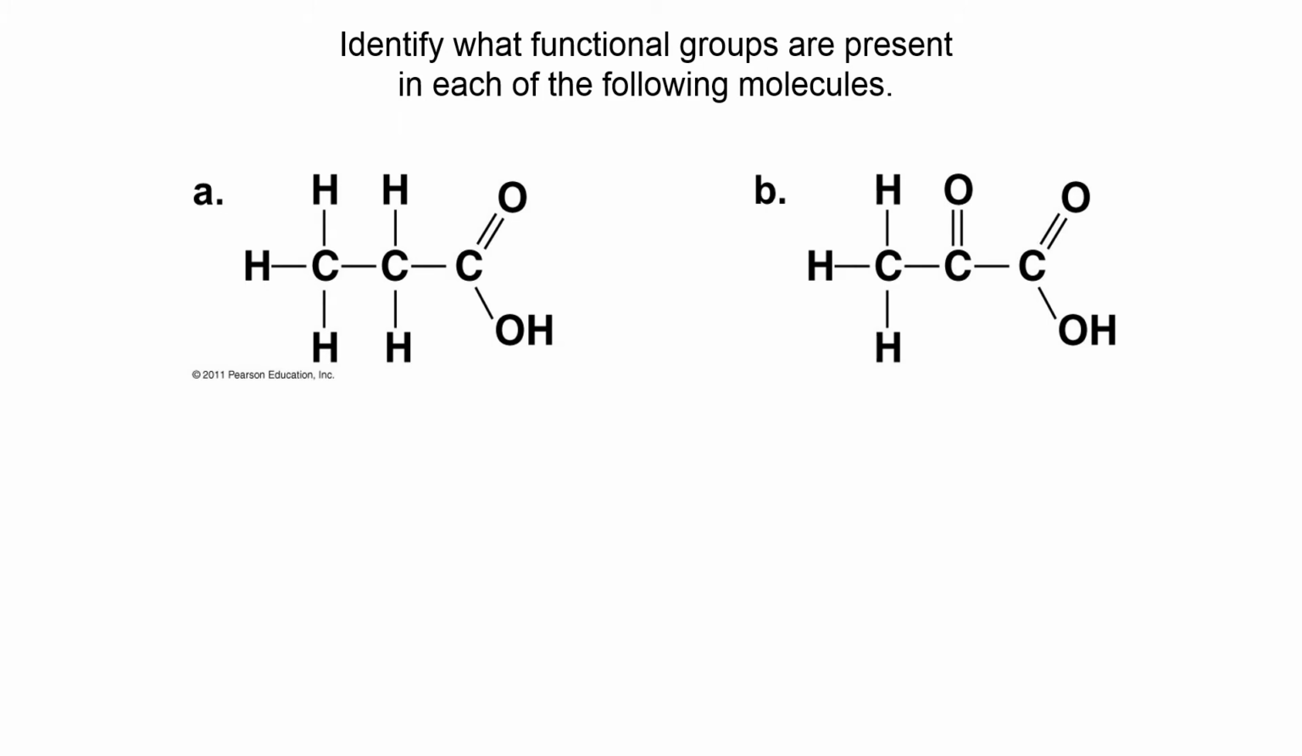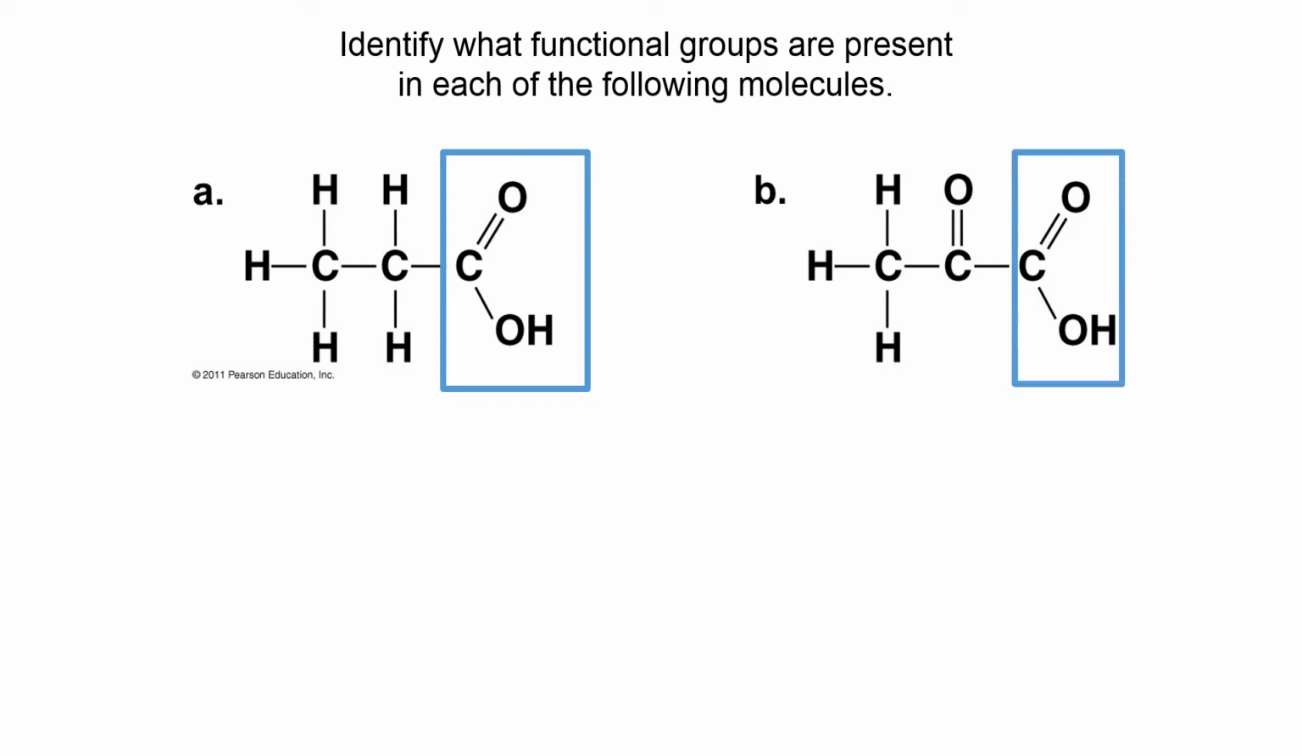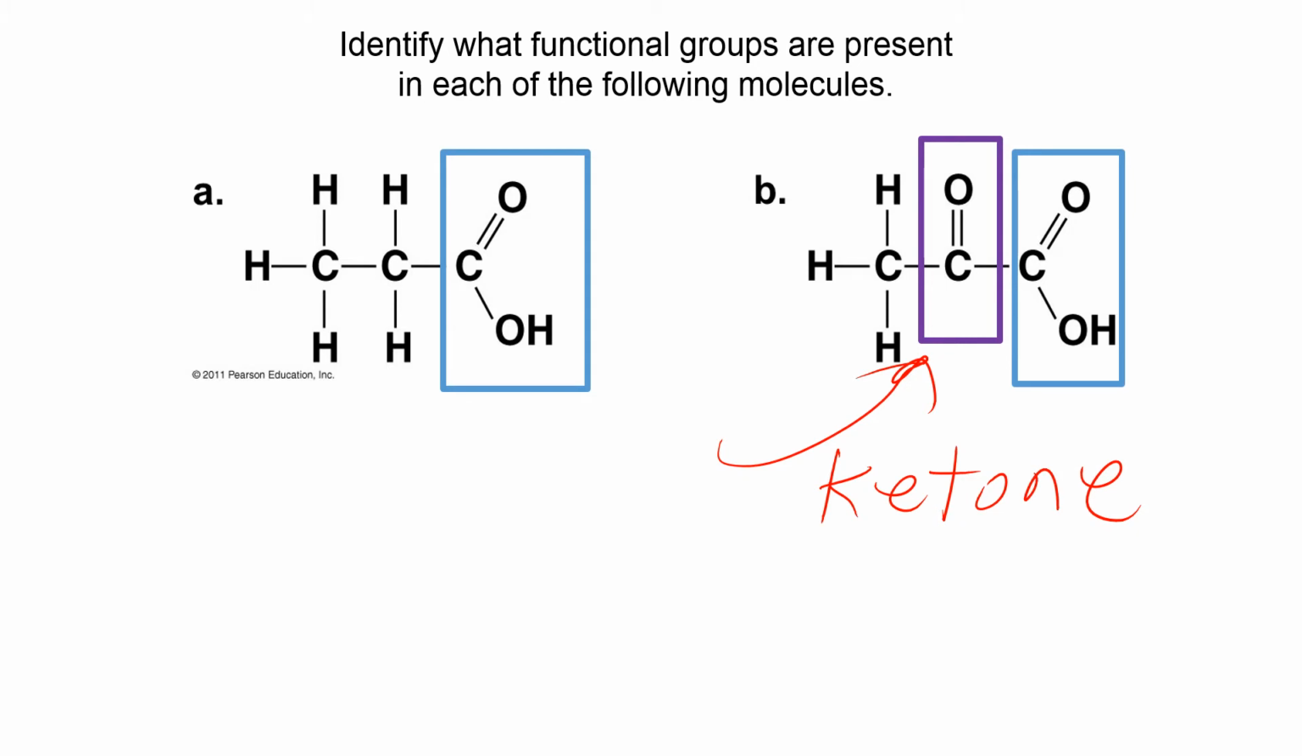So try to identify what functional groups you see in the following molecules. What's present? Well, here you have a carboxyl group. What about in this other molecule? You have another carboxyl group, but then you also have a carbonyl group. Specifically, you have a ketone.